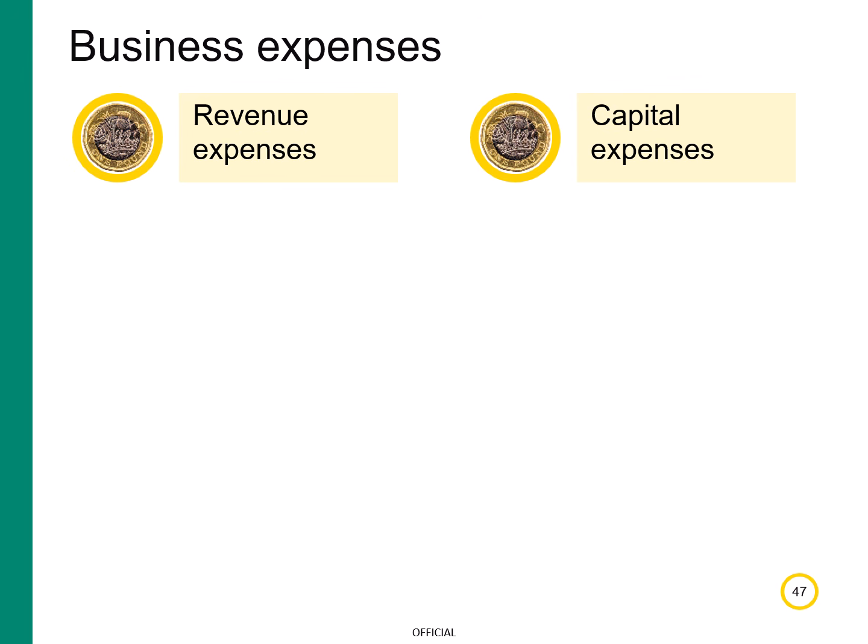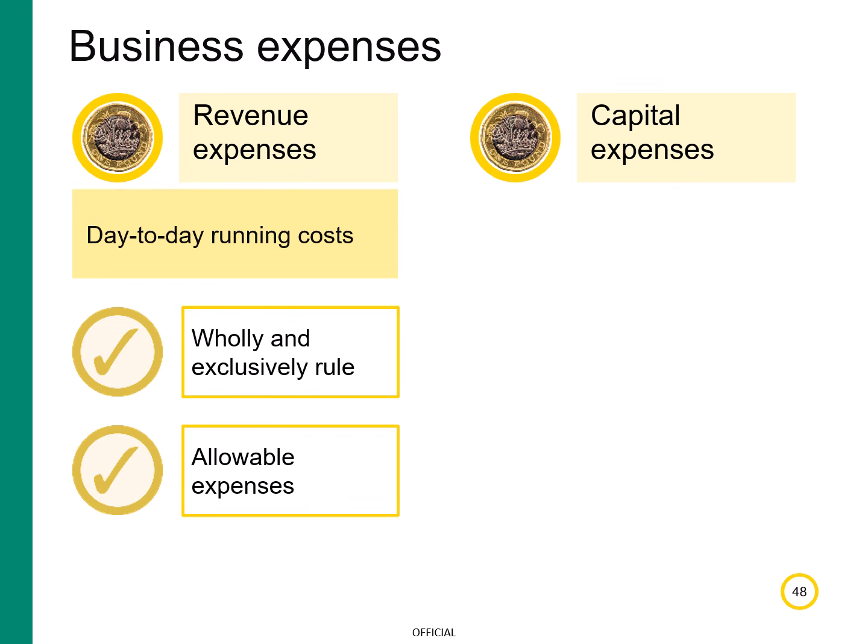There are two types of expenses: revenue expenses and capital expenses. Revenue expenses are the day-to-day running costs of your business. For example, premises costs, phone bills, or stationery. Revenue expenses are allowable expenses providing they meet the wholly and exclusively rule.